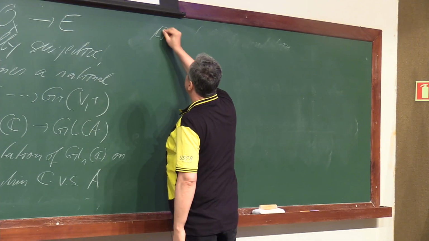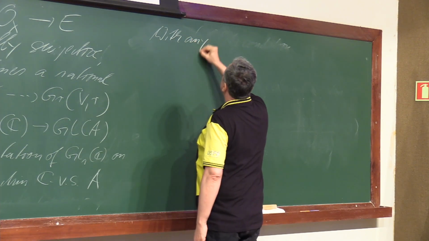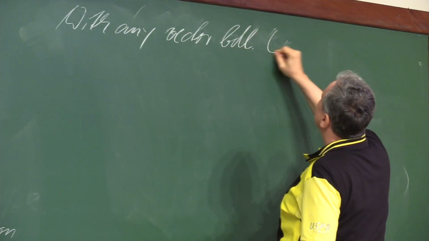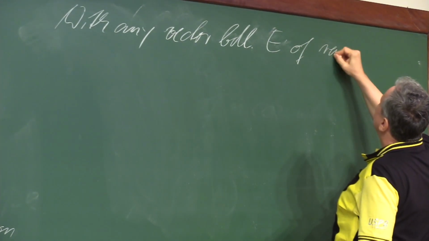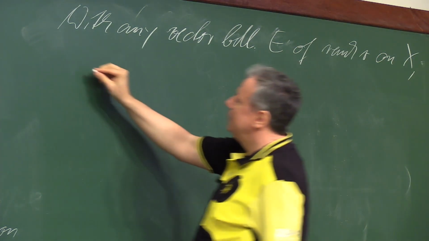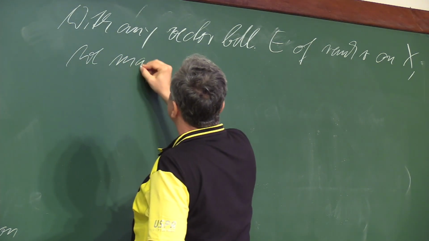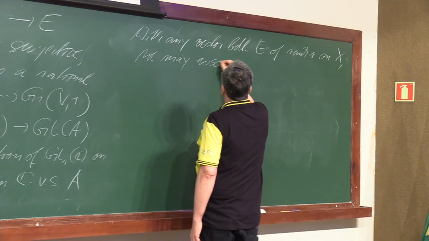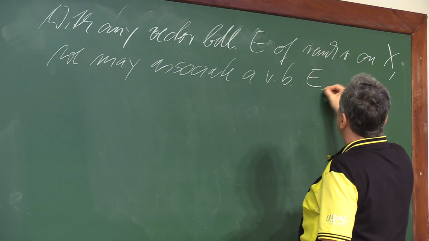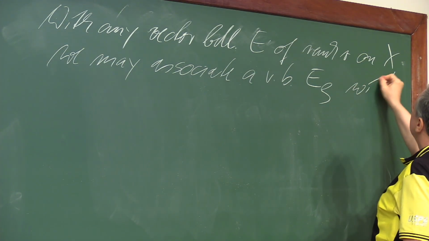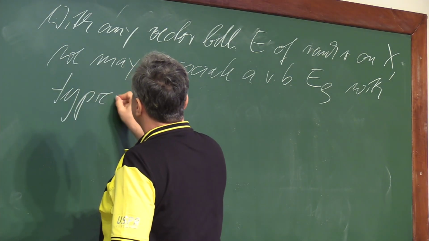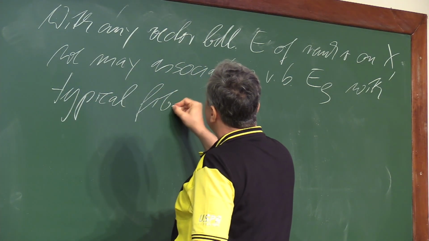So with any vector bundle E of rank R on X, we may now associate a vector bundle E_rho with typical fiber A.